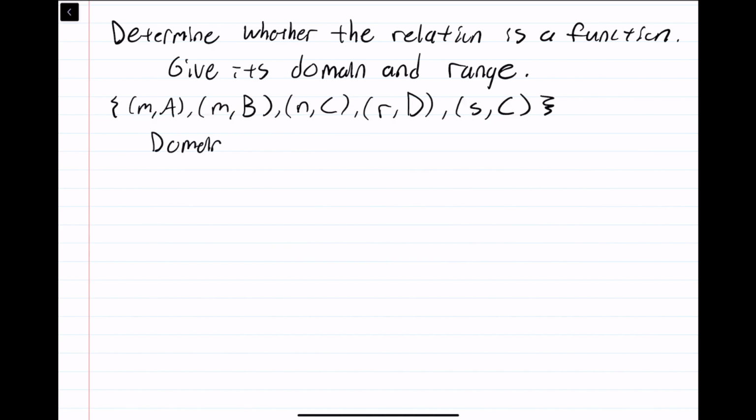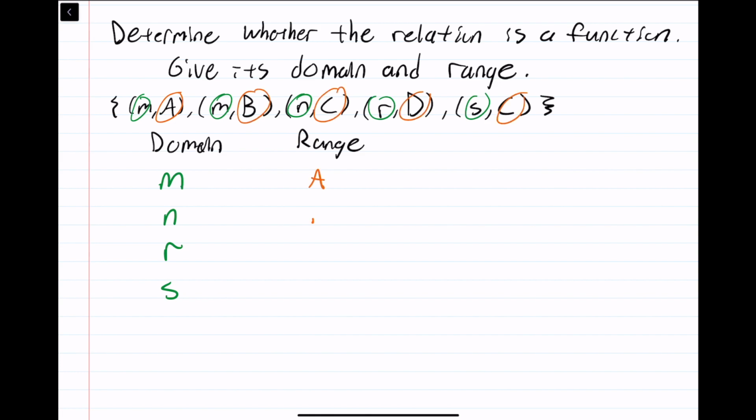So for our last example, write the domain and the range on the left and the right side. And our domain, we know, is our first coordinate. So we have M. We have it twice, but we only need to write it once. And we have N, R, and S. And our range is the second coordinate. So we have A, B, C, and D, and C is repeated, but we don't need to write it again.